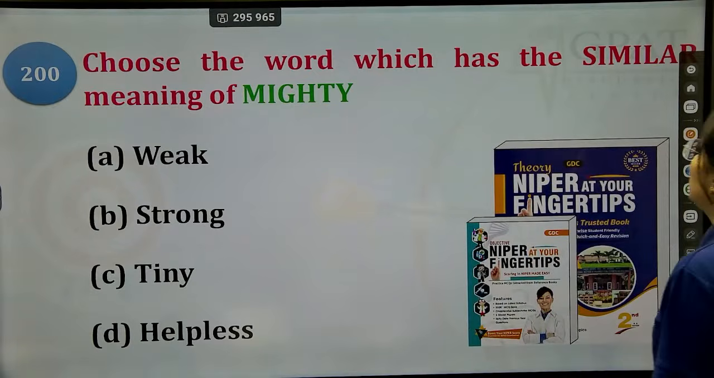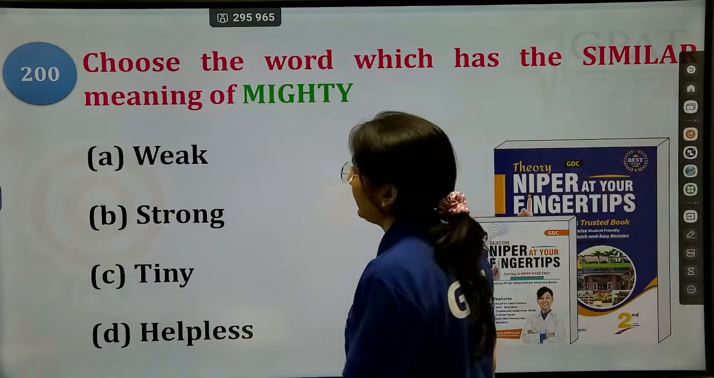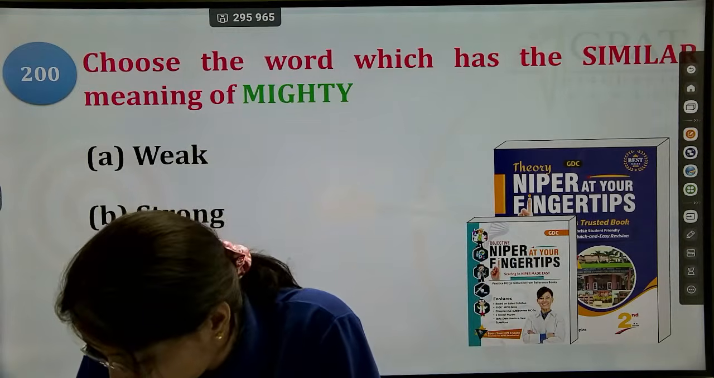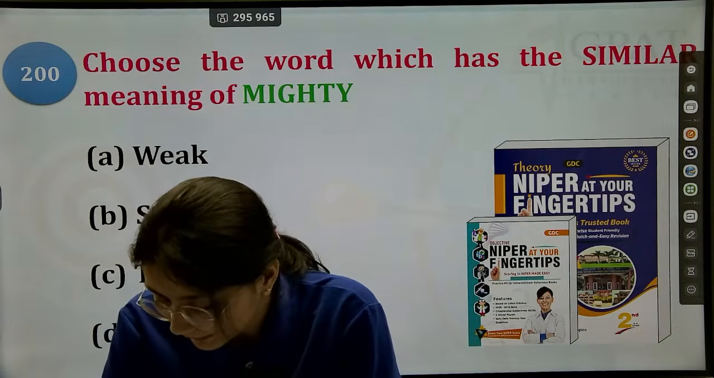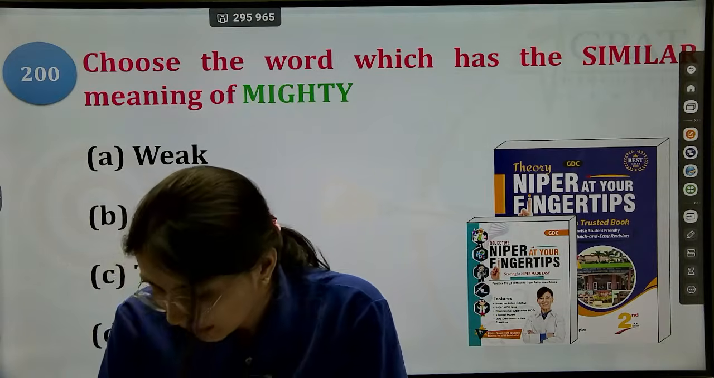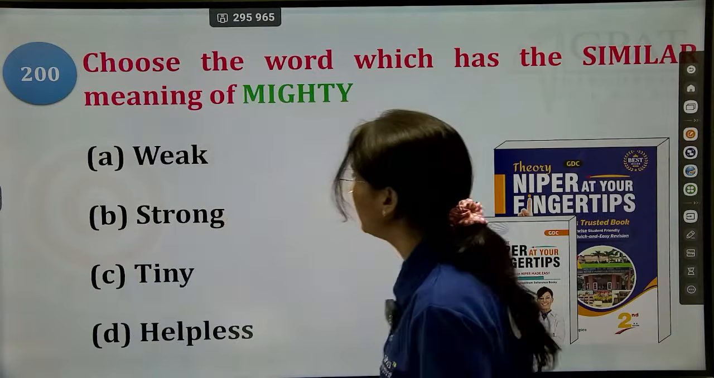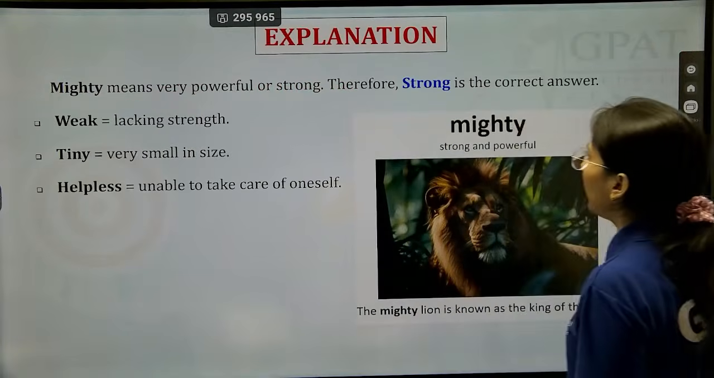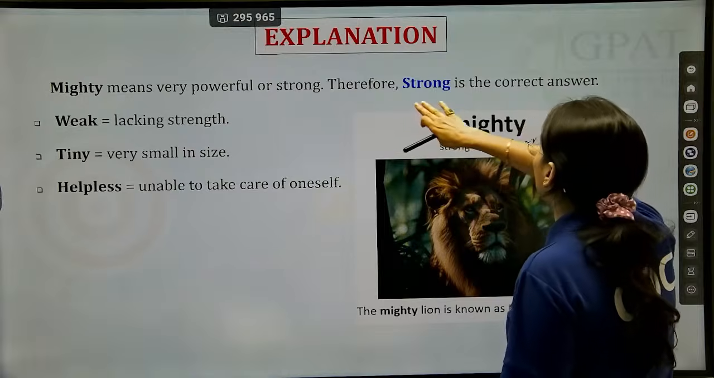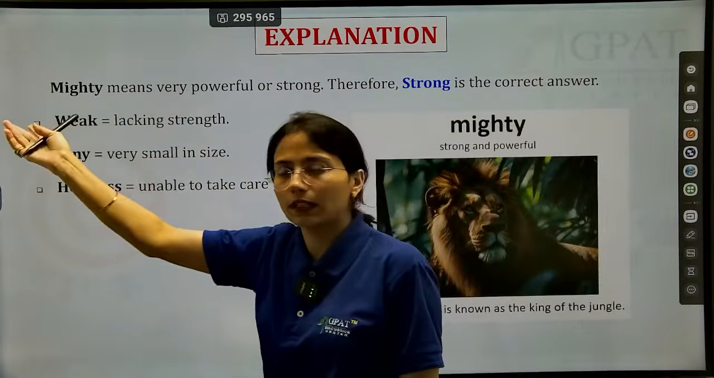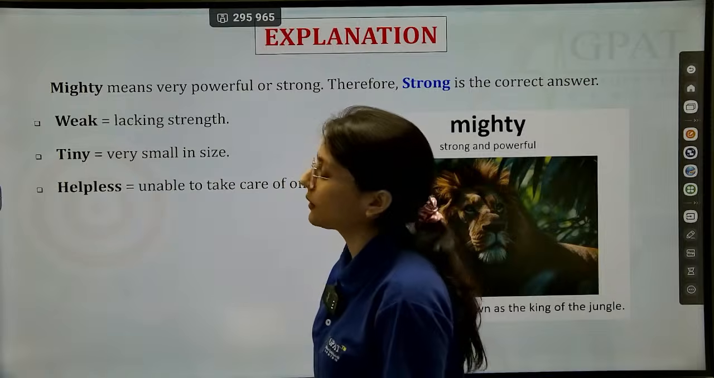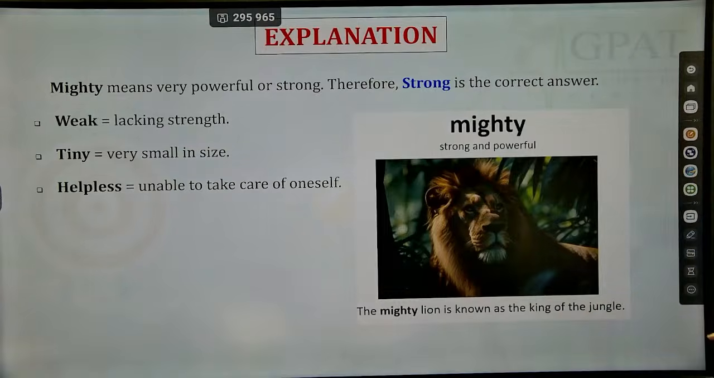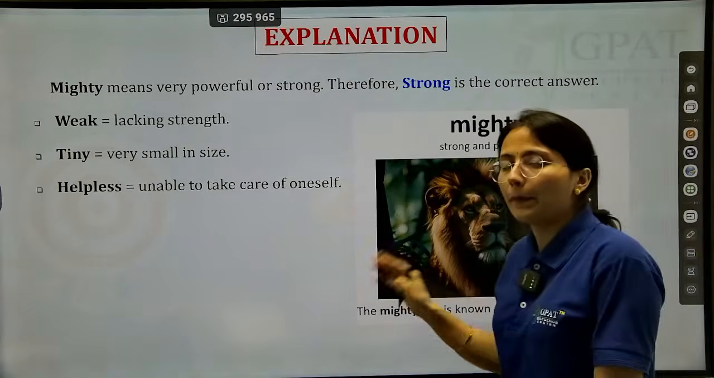Choose the word that has the similar meaning of mighty. Mighty is possessing or showing great power, strength or physical size. The options are weak, strong, tiny or helpless. That is strong. So mighty means very powerful, strong. Therefore strong is the correct answer. Weak is lacking strength. Tiny is very small in size. Helpless is unable to take care of oneself. The mighty lion is known as the king of the jungle.